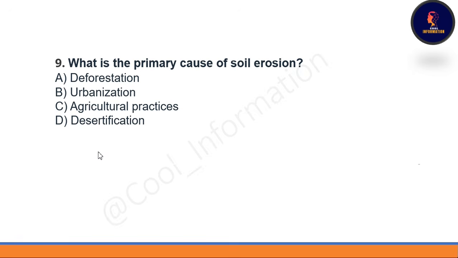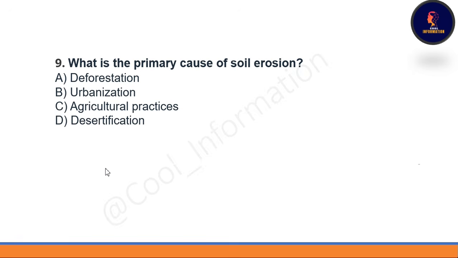Next one, what is the primary cause of soil erosion? Now see the options carefully. Deforestation, urbanization, agricultural practice, and desertification. These are the options given to you, and all those options are causes of soil erosion. But the option all of the above is not given.